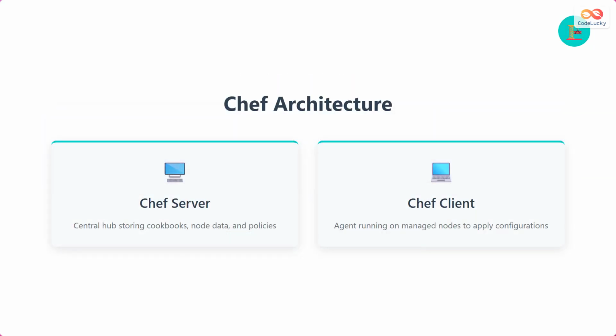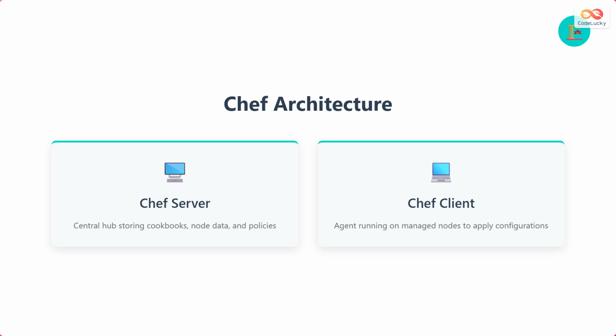Chef follows a client-server architecture with two main components. The Chef server acts as the central hub that stores all your configuration data, cookbooks, and policies. Think of it as the brain of your Chef infrastructure, where all the recipes and instructions are kept. The Chef client is an agent that runs on each managed node or server. These clients regularly check in with the Chef server to get their instructions and apply any necessary configurations.